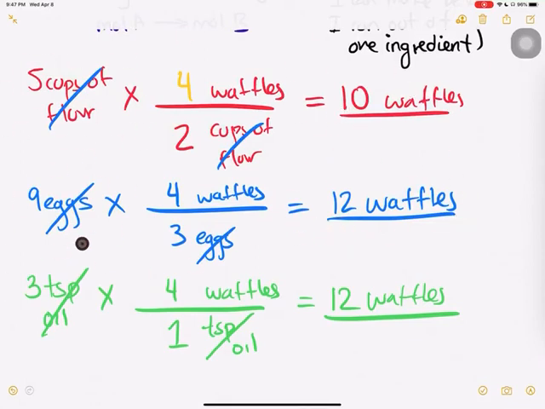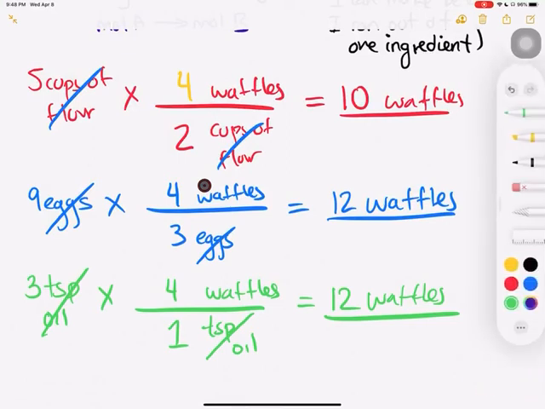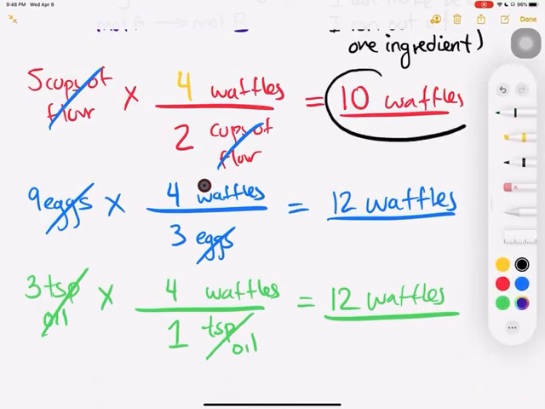Can I make 12 waffles? Well, I have enough eggs and I have enough oil to make 12 waffles, but I don't have enough cups of flour. I only have enough flour to make 10 waffles. So that's the highest amount of waffles that I can make. There's no way that with 5 cups, 9 eggs, and 3 teaspoons of oil, I'm going to make anything greater than 10 waffles. Of course, I'm going to have some eggs and some oil left over, but I'm not going to have enough flour to make more than 10 waffles. So this is what we call the theoretical yield.